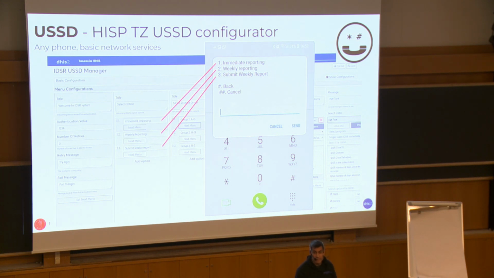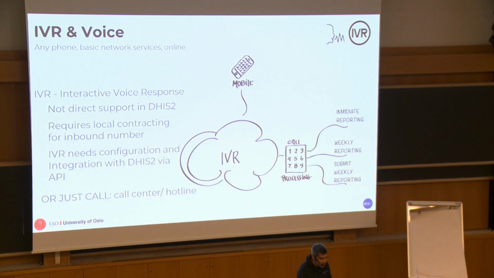You can talk to HISP Tanzania. As far as I know, this is kind of experimental and it's not yet publicly available. But I found it completely fascinating that they're exposing the whole data model and converting it into USSD. You can do your mapping, and then you can basically get everyone interacting with it.